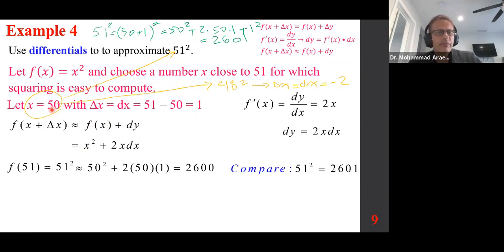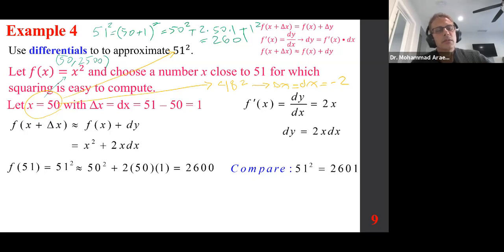Linearization means finding the tangent line, class. So given the function, if you want 51 squared, the closest number to it is 50, so you find the tangent line at x equals 50. I hope you realize at x equals 50 means the pair is 50 and 50 squared. And now you find the line using the point slope.